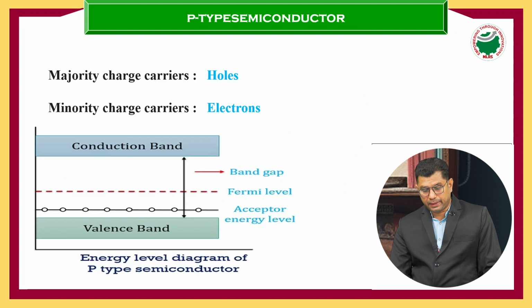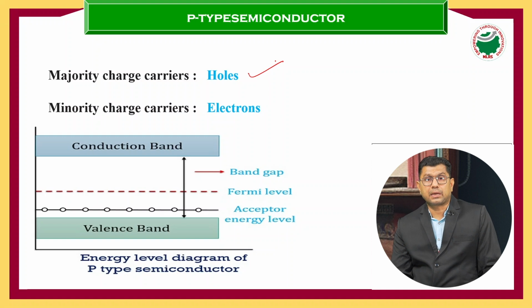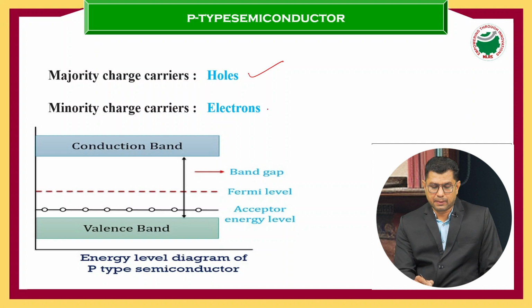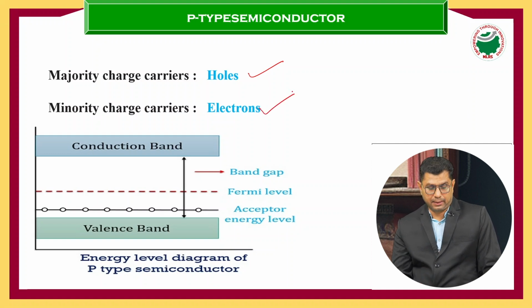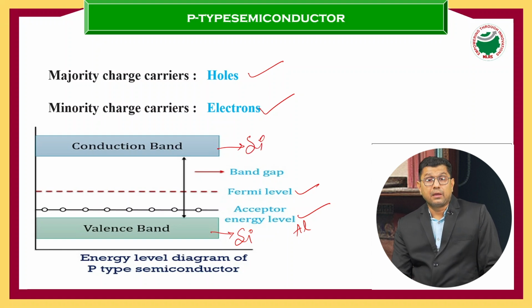Next, here these are the majority charge carriers. When we are adding trivalent impurity, holes are the majority charge carriers. Minority charge carriers are electrons. When you observe the Fermi level and acceptor level, the acceptor level is the level of aluminum, and the valence band and conduction band belong to the silicon atom. So here the Fermi level and acceptor level are nearer to the valence band in a p-type semiconductor.